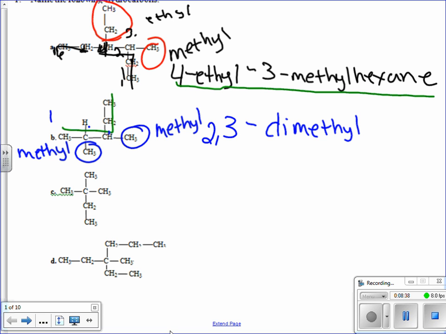and now we need to name the chain. There are 1, 2, 3, 4, 5 carbon in a row. The prefix for 5 is pent.